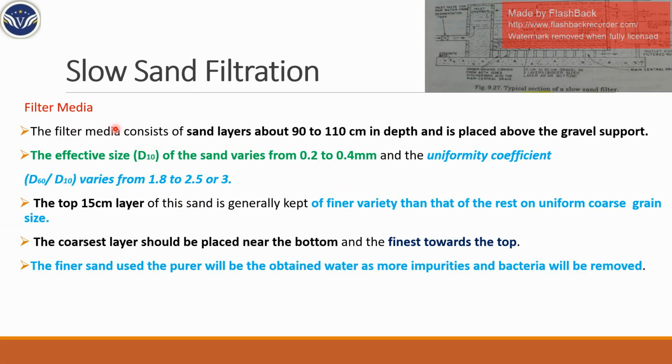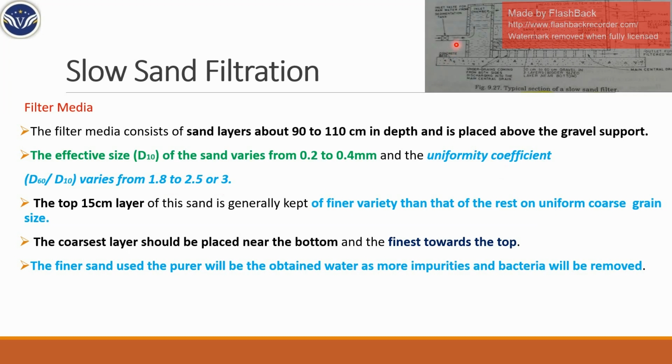The filter media, so filter media is this part. The depth of the filter media is around 90 to 110 centimeters. It is placed over the gravel, which supports this filter media itself. The effective size D10 varies from 0.2 to 0.4 mm, and the uniformity coefficient D60 by D10 varies from 1.2 to 2.5 or 3 itself.